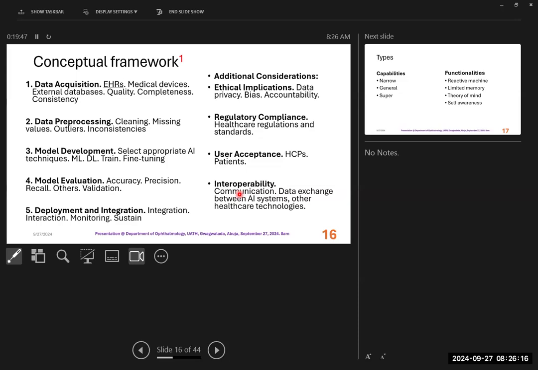Then interoperability. There are things we were using before AI became popular. If we want to ship data from Excel or other programs that were already in use before, will it be compatible? Something like that.